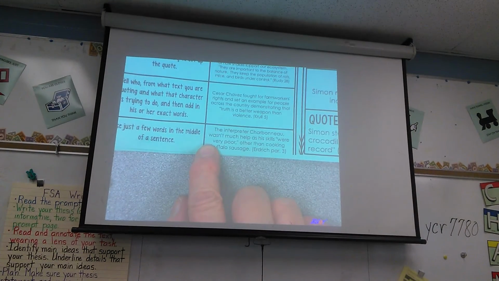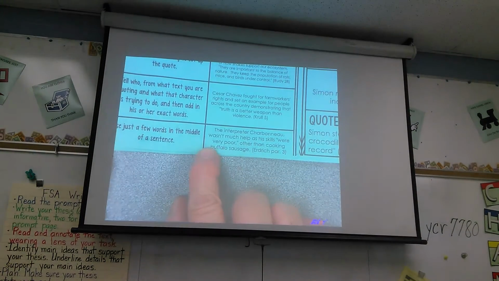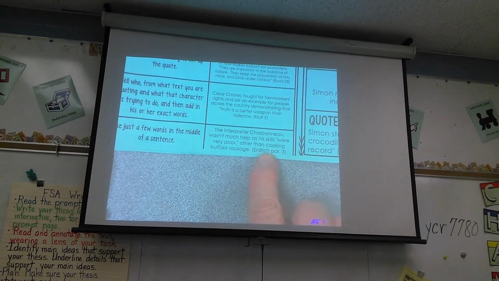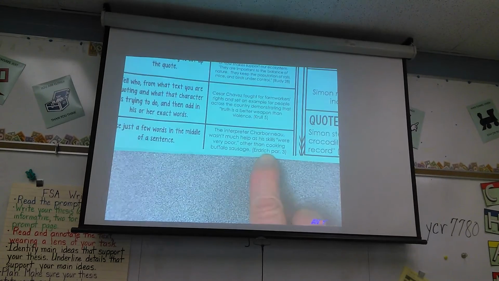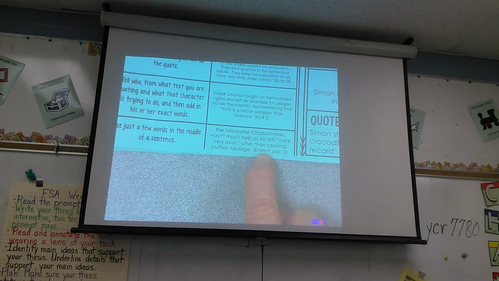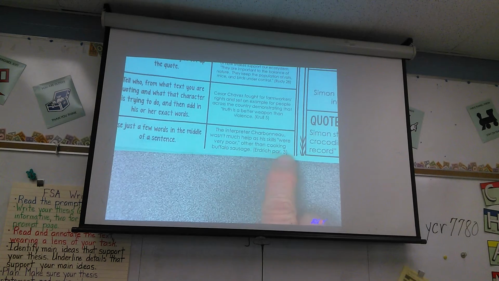The interpreter Carbonneau wasn't much help as his skills, quote unquote, were very poor, other than cooking buffalo sausage. Okay, so when we look at this, we can see that this came from an article, because it's a paragraph number. The author's last name was Erdich, and it was in paragraph 3. We can see PAR, period, is the abbreviation for paragraph.